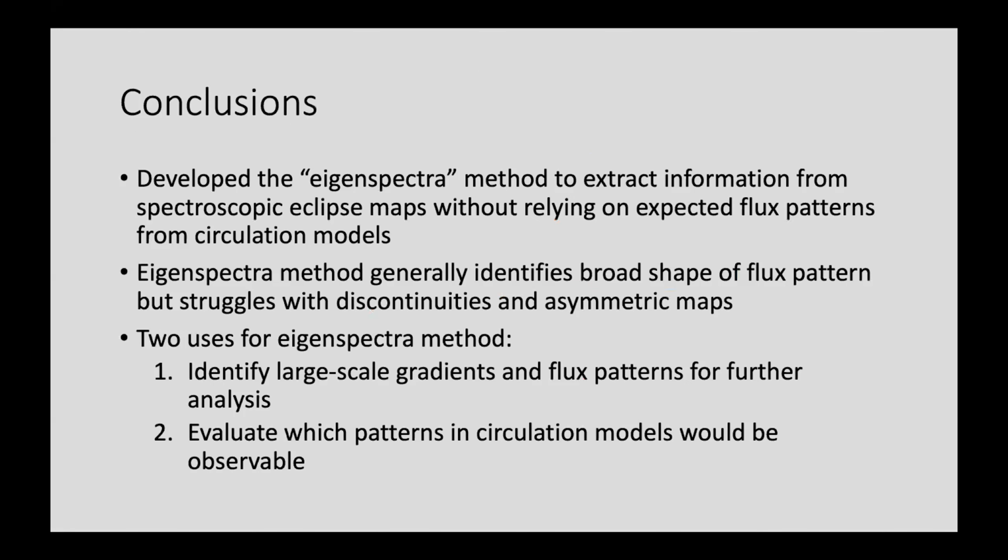So just to wrap up the conclusions from this, we developed this eigenspectrum method, which is going to be used to extract information from spectroscopic eclipse maps that you'll be able to make with JWST without relying on any prior expectations of the flux patterns that you would observe based on previous circulation models. We found that this method is generally able to identify the broad shape of the flux pattern across the day side of these planets. It struggles with discontinuities and asymmetric maps, but we don't expect those to be super prevalent on these hot Jupiters. And we think that this method would be useful for two different types of things.